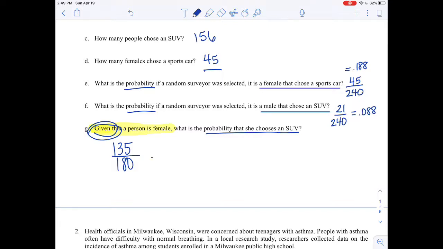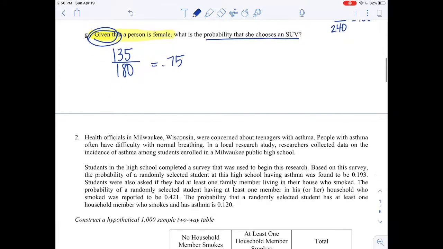As a decimal, this would come out to be 0.75, and then eventually what we would do with stuff like this is we would try to draw connections, like what inferences can we make? Oh, look, the probability that if somebody's a female, they chose an SUV was a pretty high probability. Why would you use this in real life? Marketing executives would try to market SUVs to females if that looks like the likelihood of what they would end up picking, and things like that.